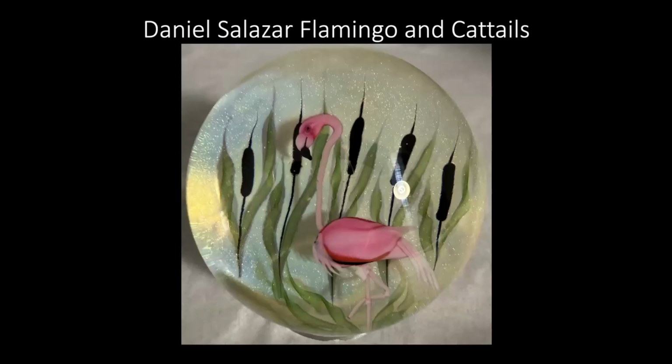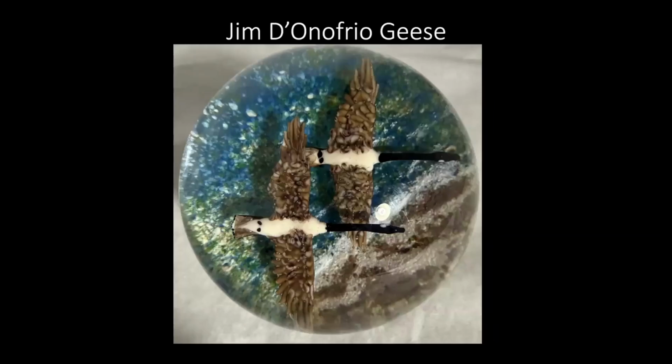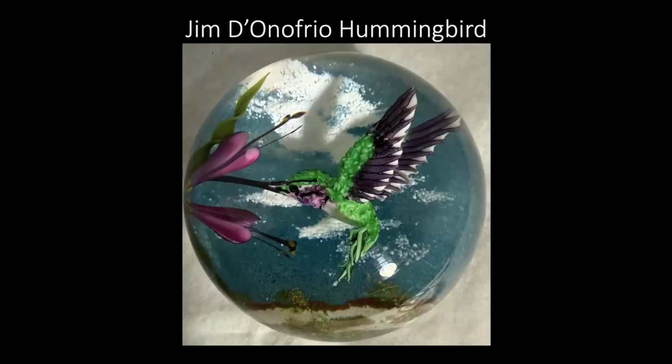Often the landscape is just the background for a bird or other animals. This was made by David's brother Daniel Salazar at Lundberg Studios. The flamingo has a marshy background. In this Jim Donofrio weight, the geese are flying over a beach or a lake shore. There are some distant hills in the background under the big sky for this hummingbird weight.